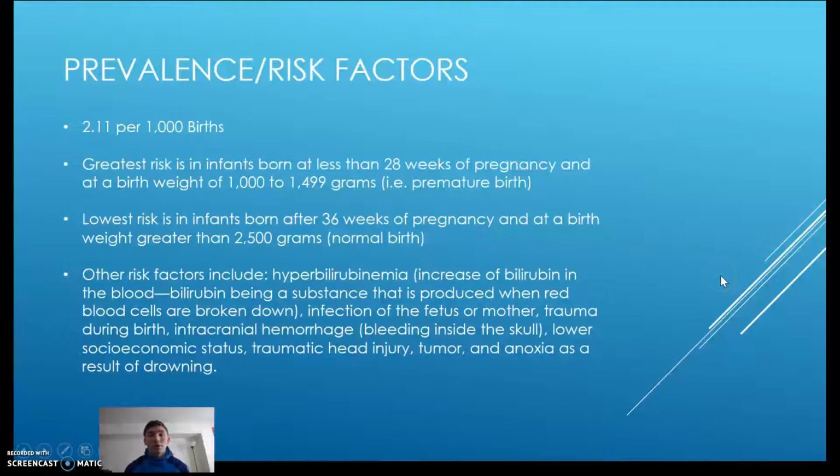So what is the prevalence of cerebral palsy? Well, according to Ehrman et al., it happens every 2.11 to 1,000 births. Greatest risk is in infants born at less than 28 weeks of pregnancy and at a birth weight of 1,000 to 1,499 grams. So really what we're talking about here is premature birth, not giving the fetus enough time to develop properly. And vice versa, the lowest risk is in infants born after 36 weeks of pregnancy and at a normal birth weight of 2,500 grams.